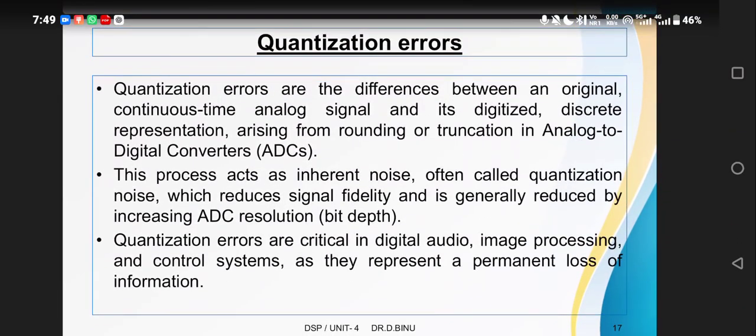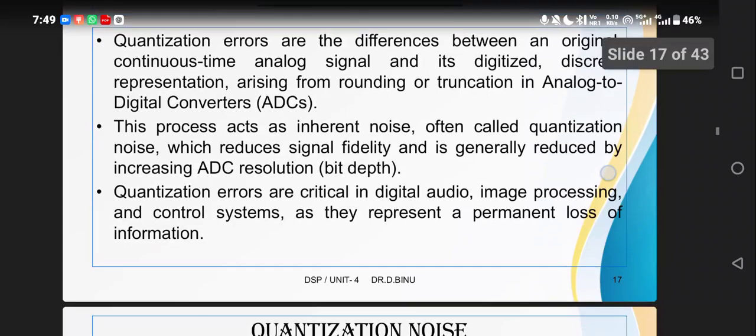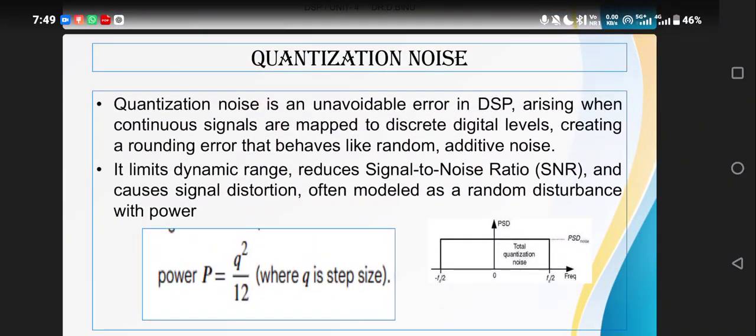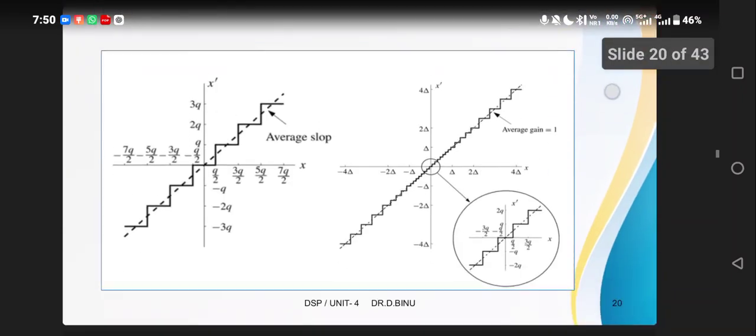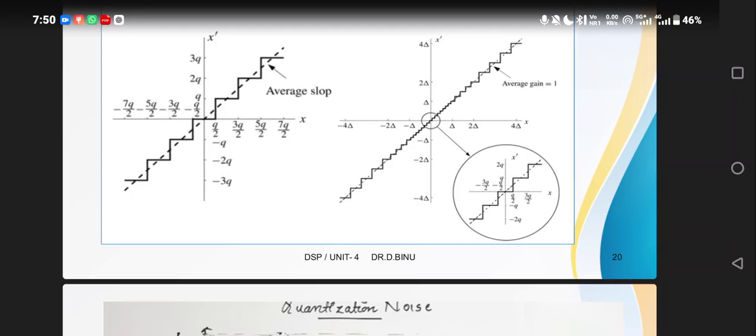Quantization errors are the differences between original continuous-time analog signals and digitized discrete representation arising from rounding or truncation in analog to digital converters. Quantization noise is unavoidable error in DSP arising when continuous signals are mapped to discrete digital levels, creating a rounding error that behaves like random additive noise. The noise power can be represented by q squared divided by 12. Here q is the step size. The quantization error is represented in this diagram.